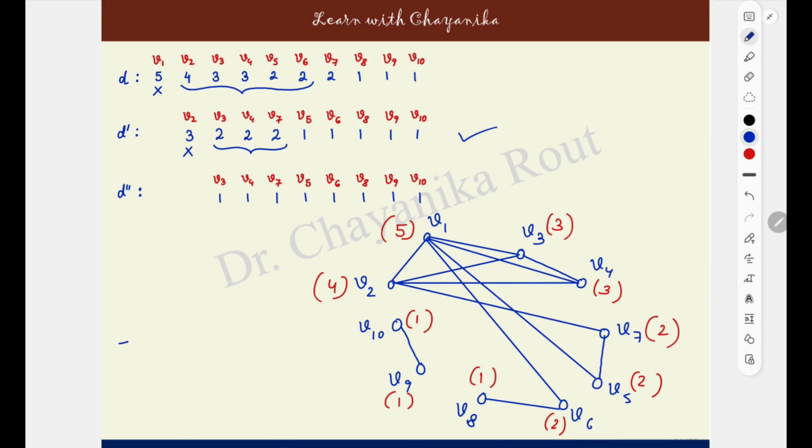Now if we write the degree sequence of this graph, we have 5, then 4, 3, 3, 2, 2, 2, 1, 1, 1. See, it completely matches with the given degree sequence D. So this is the simple graph that we can construct having degree sequence equal to the given sequence D in the question. So this is the second part of this solution.